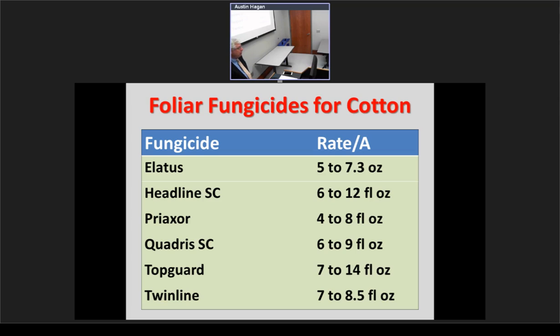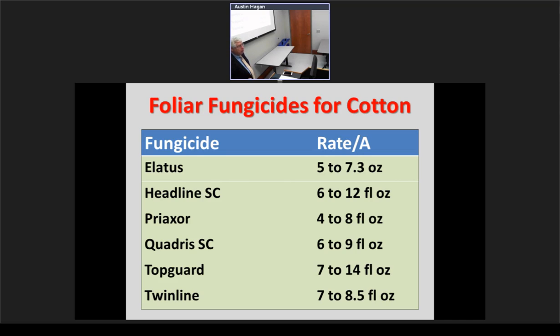From our field trials, I probably have to say Pyraxor is probably the leader. Headline has done well, but we've had trials where all of these materials have recorded significant yield gains. But we're just more likely to see them with Pyraxor than maybe some of these other products.